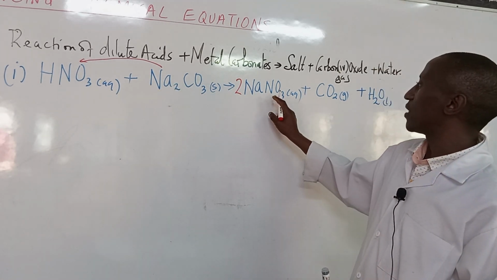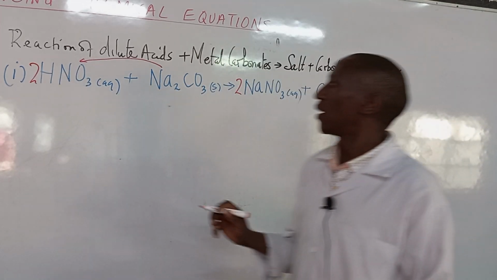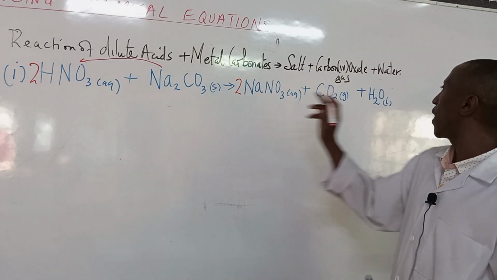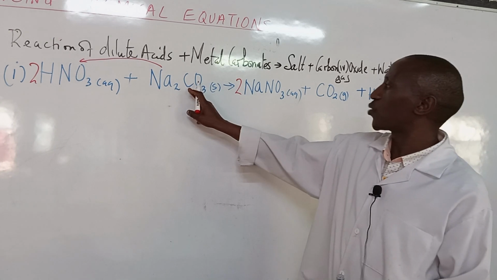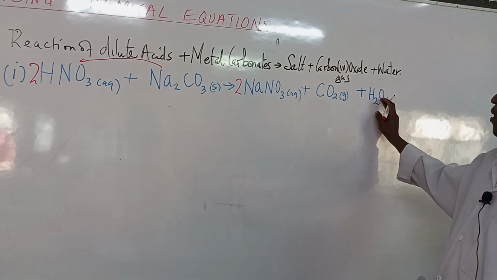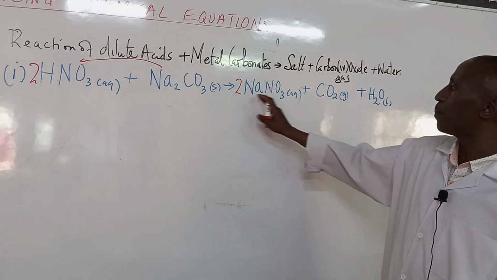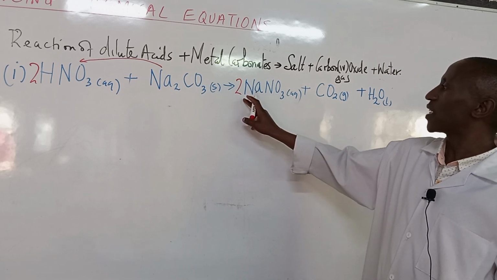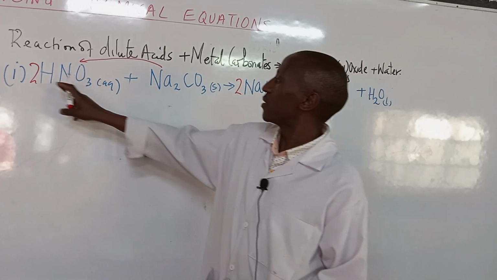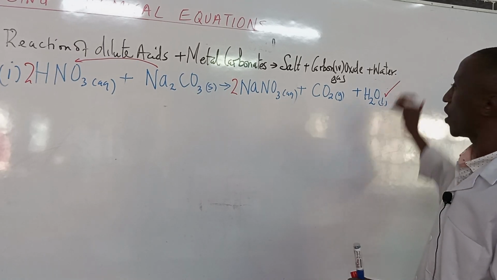Let's look at the nitrate. We have created 2 nitrates here, so we need to introduce 2 here. The nitrates are balanced. The hydrogen atoms are 2 there and 2 here. The carbon is 1, and we can do a sum total of the oxygens. This is 1 plus 2, those are 3, plus 6. That makes 9. If we sum these ones, we have 3 plus the 6, that makes 9. So that equation at this level is balanced.